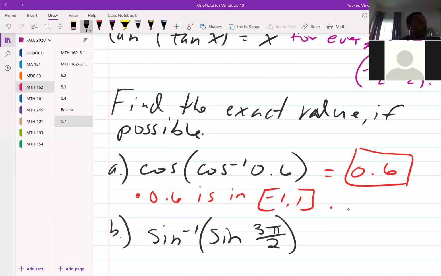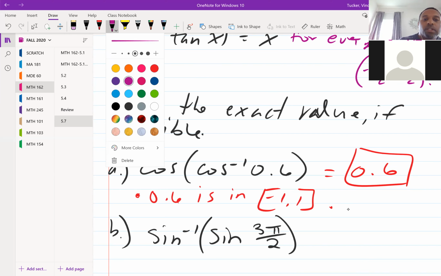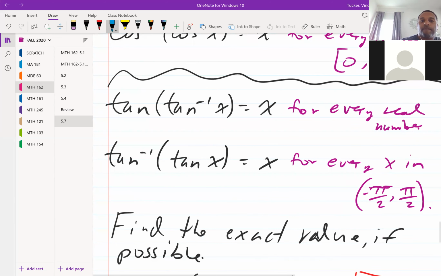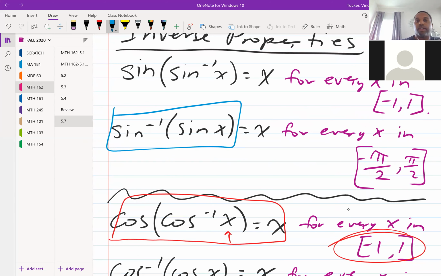So next one, sine inverse of sine of 3 pi over 2. Sine inverse comes first, then sine. So you want to look and see what the stipulations on that one would be. Go to your sine inverse first, and then sine. So I need x to be between negative pi over 2 and pi over 2.